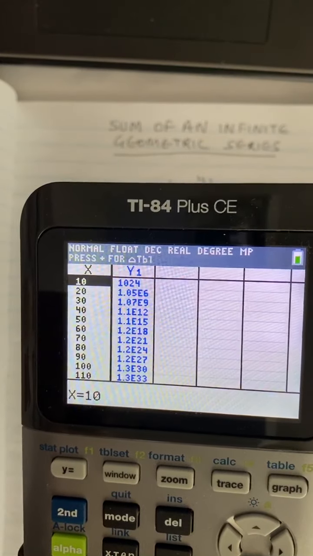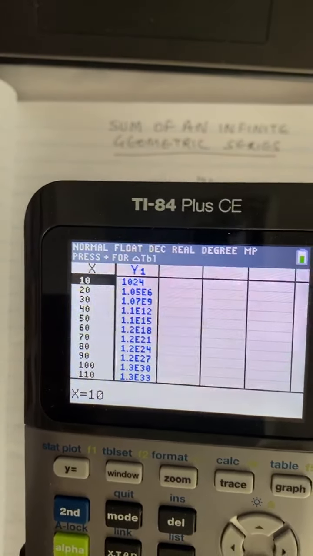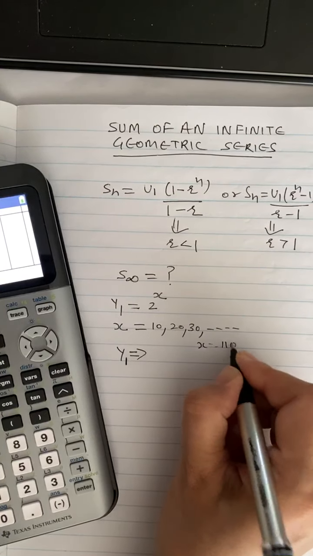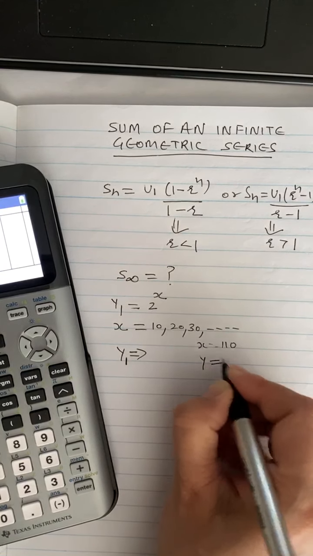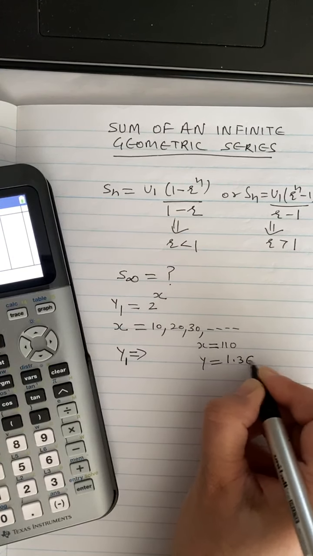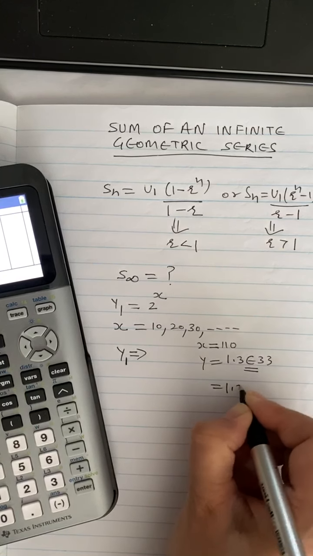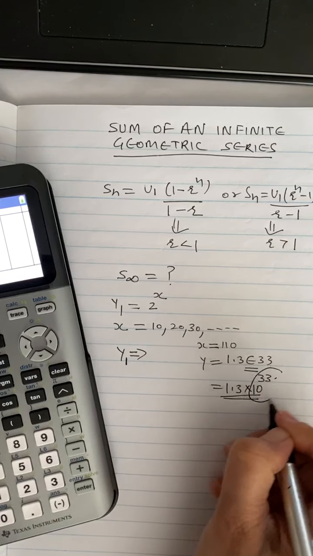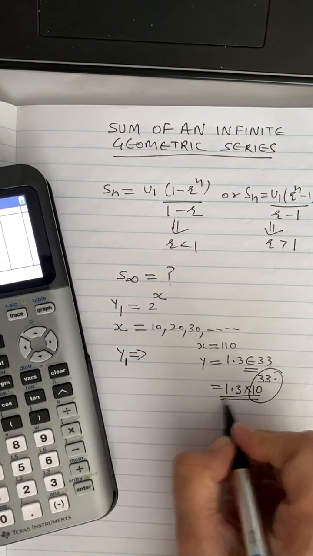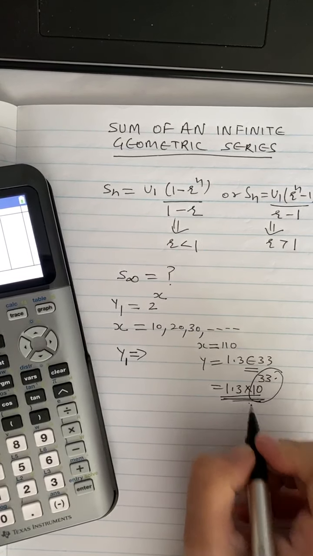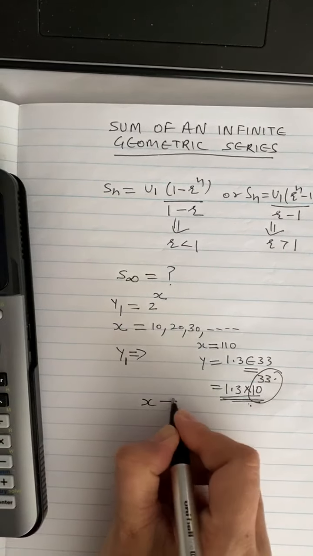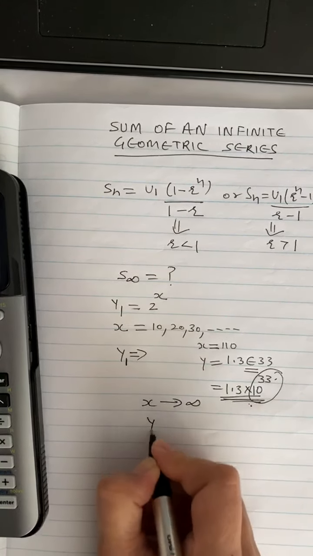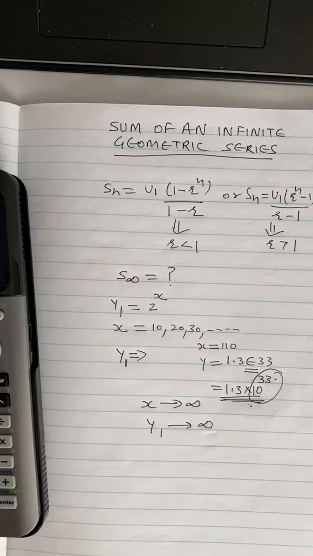So when x is 110, the value is 1.3 E33. E is calculator notation, which means 1.3 times 10 to the power of 33. When the number is very large, we use scientific notation to express it, but you can see the number is very, very large. Which means when x approaches infinity, this is the symbol we use for approaching very large, then y1 will also approach infinity.